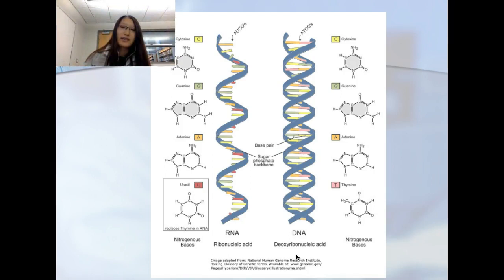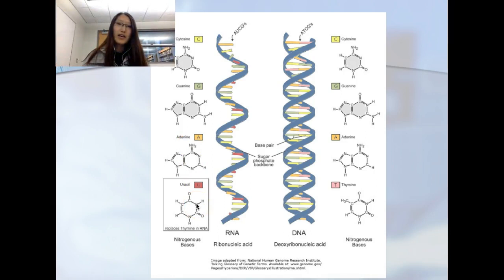And then if you were to look at the bases, for DNA we have A, T, C, and G. For RNA, we have A, U, C, and G. So when we're doing the complementary base pair, if we're making RNA, instead of having A paired with T, you would have A paired with U because there is no T for RNA, okay?